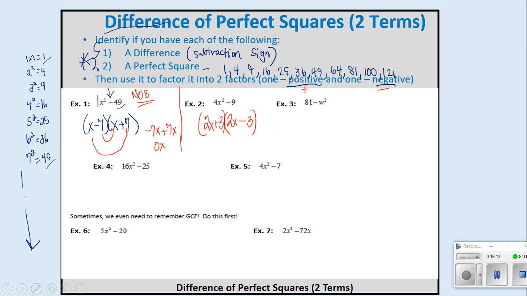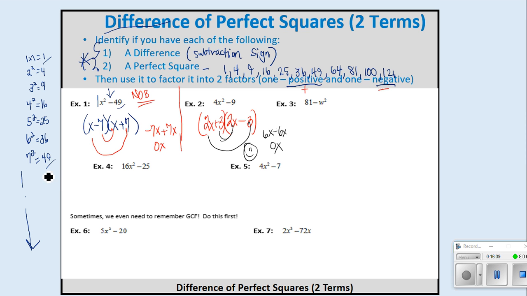Well, how do we know we did it right? Well, 2x times 2x is 4x squared. 3 times negative 3 is negative 9. Well, let's check our smiley face. 3 times 2x, well, that'd be 6x. And negative 3 times 2x, well, that'd be negative 6x. And that cancels out to be no x. So we did it right. Yay! Happy smiley face. All right, next one, 81.